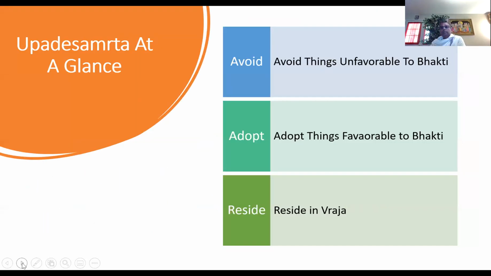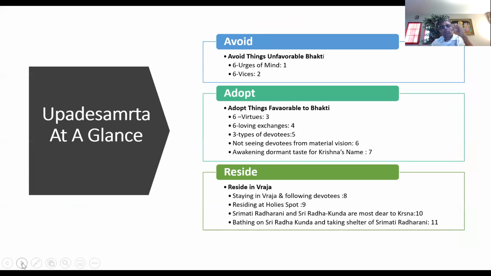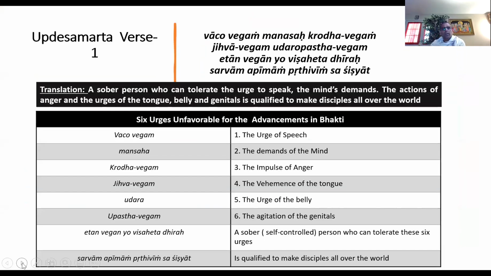So this book has basically 11 verses, and those verses are talking about the things that we need to avoid, and also the items that we need to adopt. And then the last few verses talk about residing in Braja. So here is the breakout of what those verses are talking about.